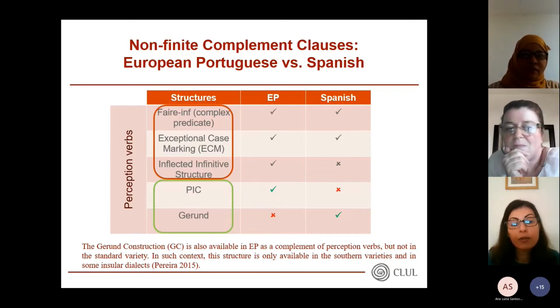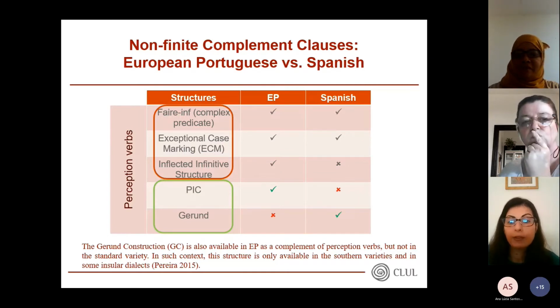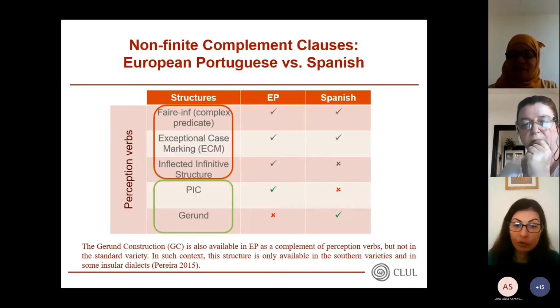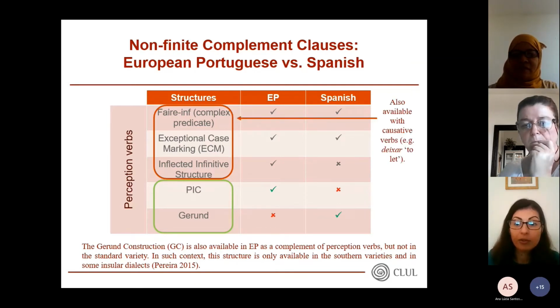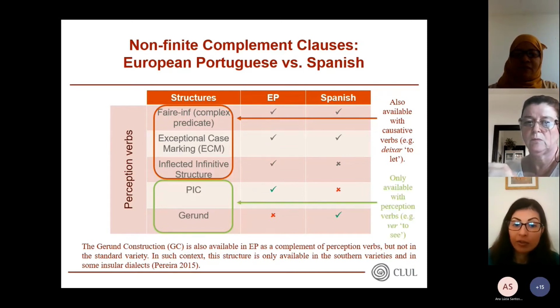Then we have three other infinitival structures: the complex predicate, ECM, and the inflected infinitive structure. Two of them, ECM and the complex predicate, are available in Portuguese and Spanish, but the inflected infinitive only in Portuguese. These structures differ from the PIC and the gerund also in the fact that they are available with perception, but also with causative verbs. The PIC and the gerund construction are only available with perception verbs.